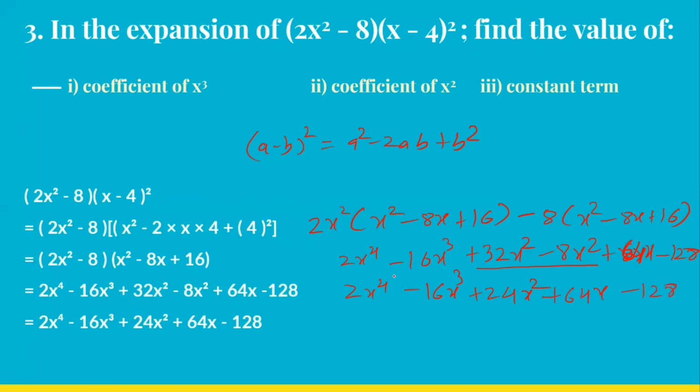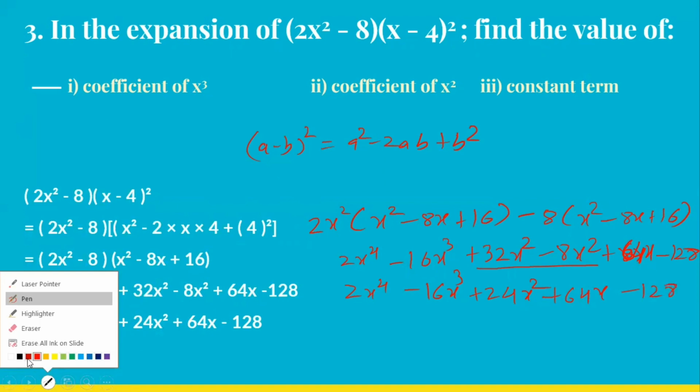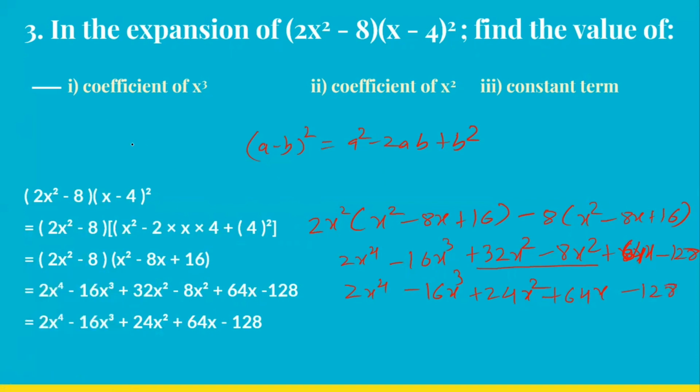Got it? Now when we look at this, what is the coefficient of x cube, as you are asked? The coefficient of x cube is minus 16. So the coefficient of x cube is going to be minus 16. What is the coefficient of x square? It is going to be positive 24. So the coefficient of x square is positive 24. And the constant term is minus 128. So this is how you get the constant term as minus 128.